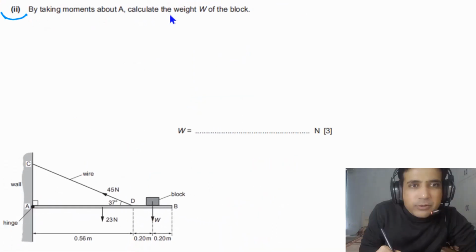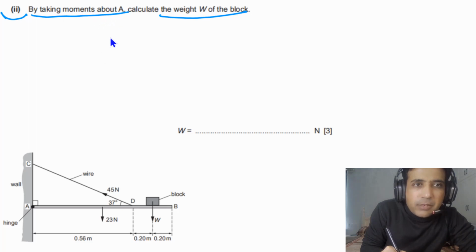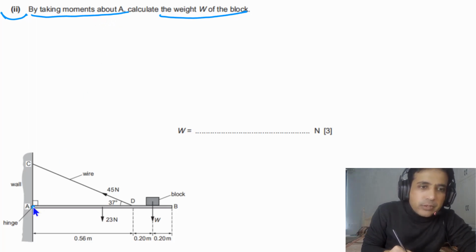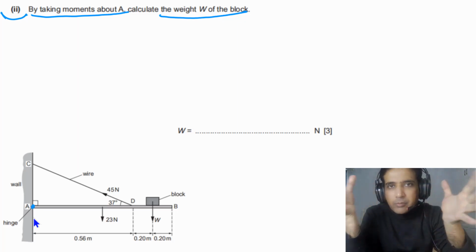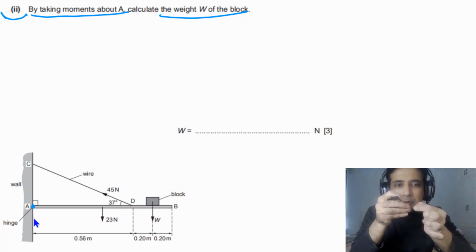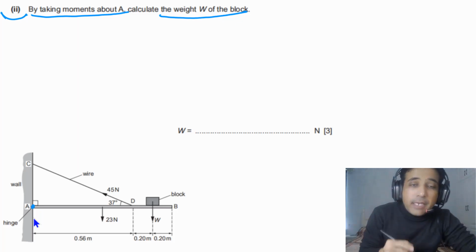For the second part, we need to calculate the weight W of the block by taking moments about this point. So simply we need to take moments about this point, and the sum of clockwise moments has to be equal to the sum of anti-clockwise moments because this beam is in equilibrium. And also it is given to us that this beam is uniform. So it simply means that its center of gravity is at its midpoint.